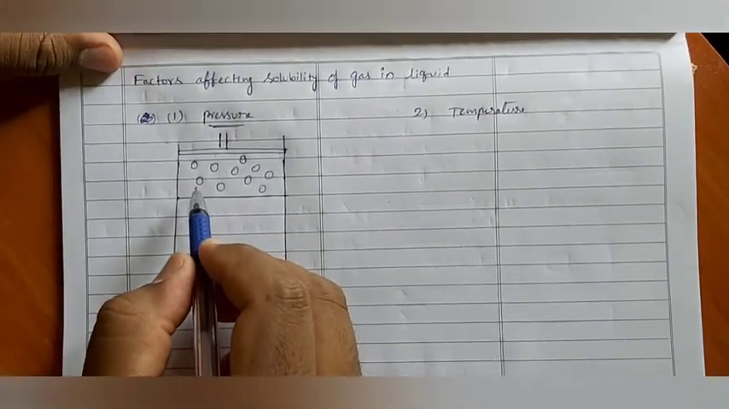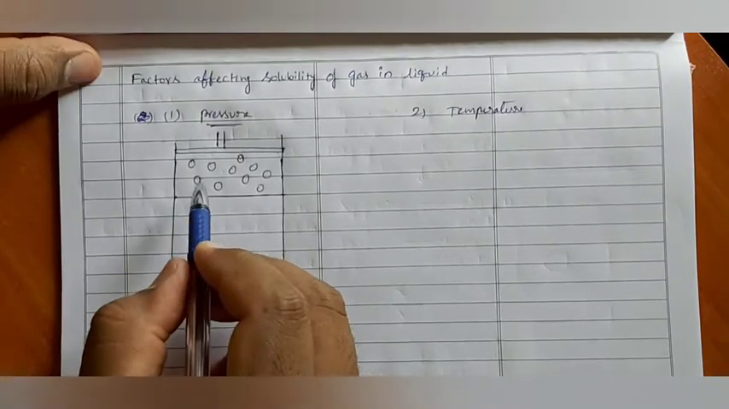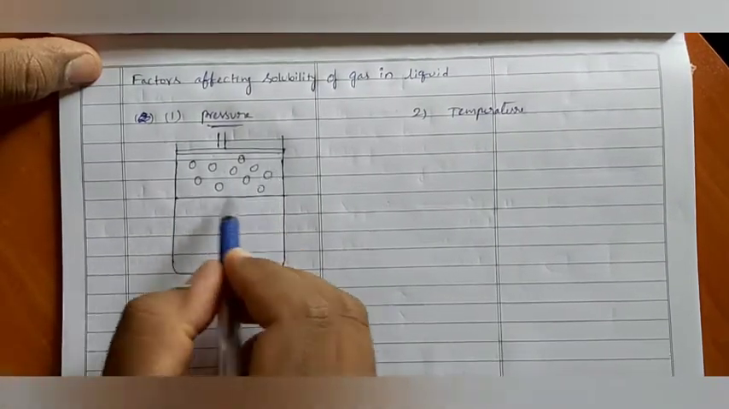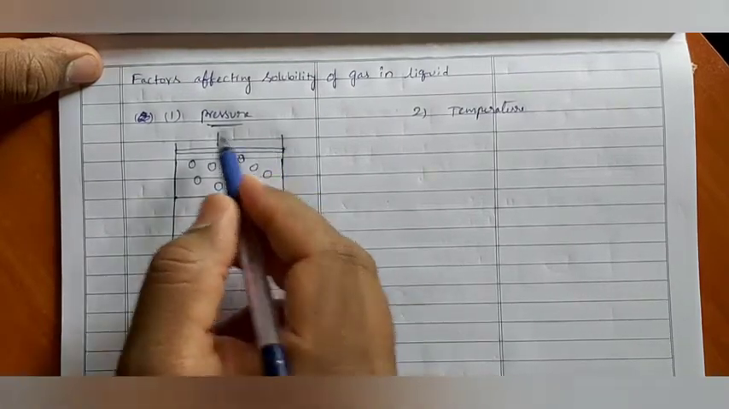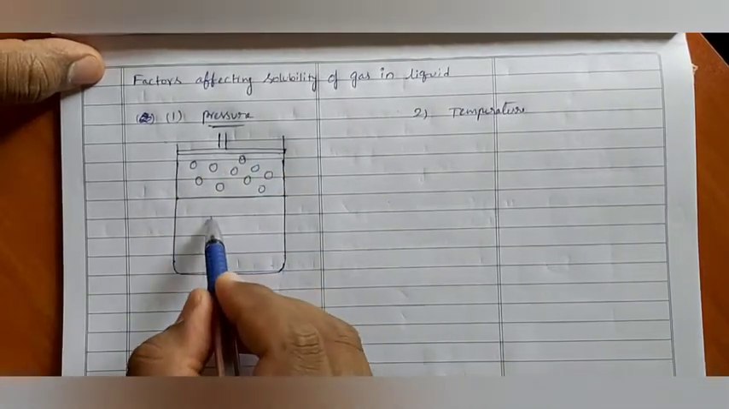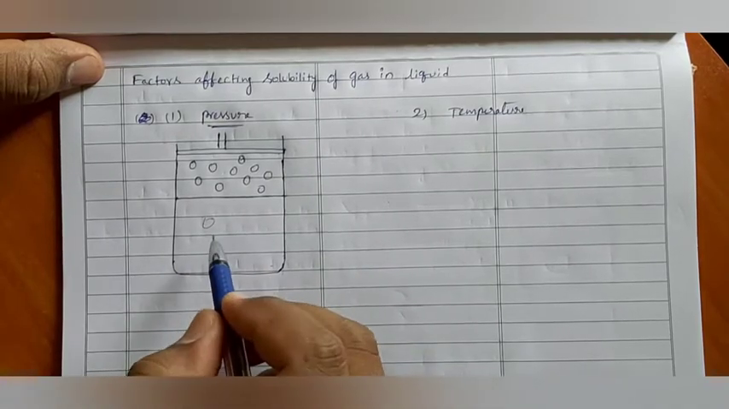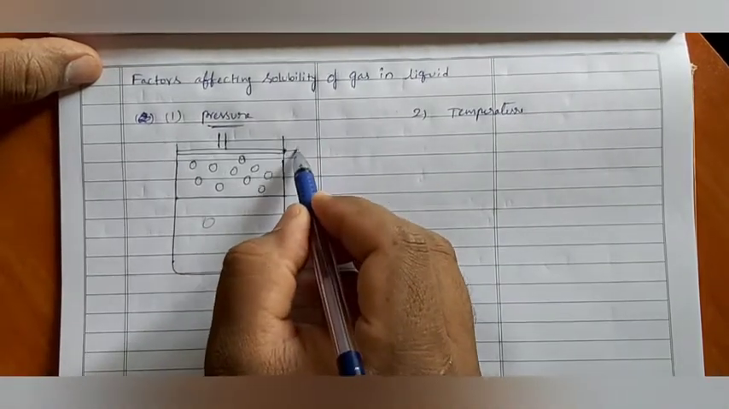For your understanding, I am telling with numerical values. In the gaseous state, those are 10 particles. This is the initial condition. Already some gas is soluble. This is at initial pressure P1.